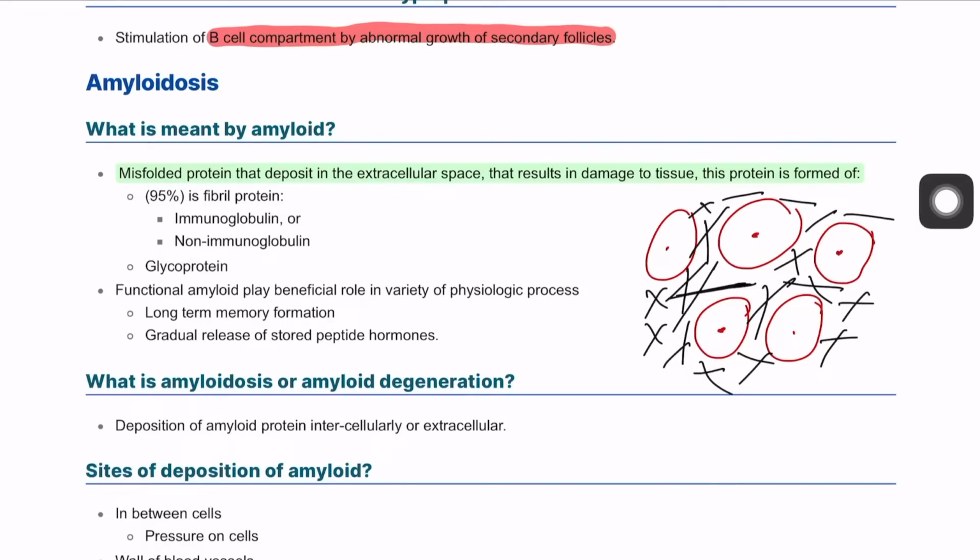This misfolded protein is formed mainly of two types, whether it's a glycoprotein or a fibrinoprotein. Fibrinoprotein represents around 95% of these, and the glycoprotein represents only 5%. So the amyloid itself could actually be healthy and could be important for long-term memory. But amyloidosis is an abnormal and excessive deposition of this protein in between cells.